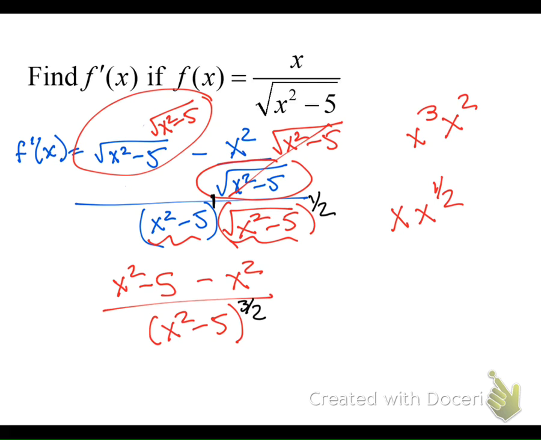Okay? Combine like terms in the numerator and you're done. And look at that. The x squareds go away. So we have the final answer, negative 5 over x squared minus 5 to the 3/2 power. And you could rewrite that as a square root and then cubed also. All right, that's as bad as it gets.